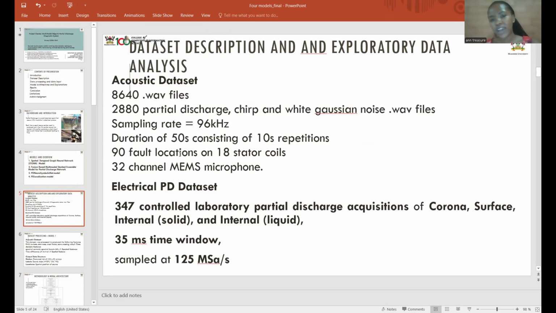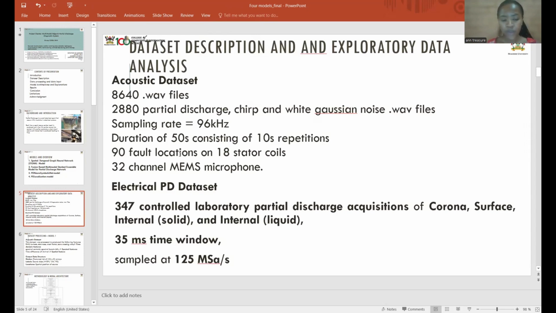So what does our data look like? I have over 8,000 files that are equally distributed between partial discharge, chirps, and white Gaussian noise. The sampling rate is 96 kilohertz. The duration is 50 seconds, and in each of those 50 seconds, there are 10 repetitions of each of the sound types. They're collected across 90 locations on a 32-channel MEMS microphone.